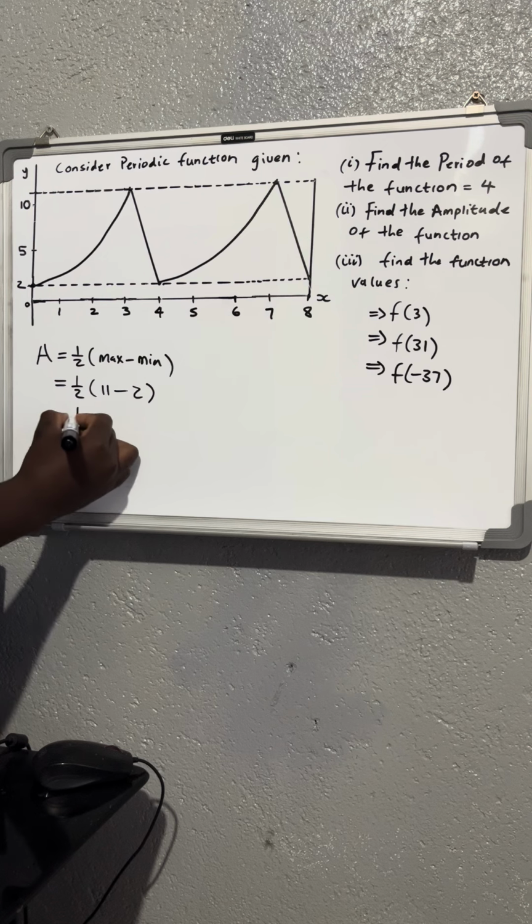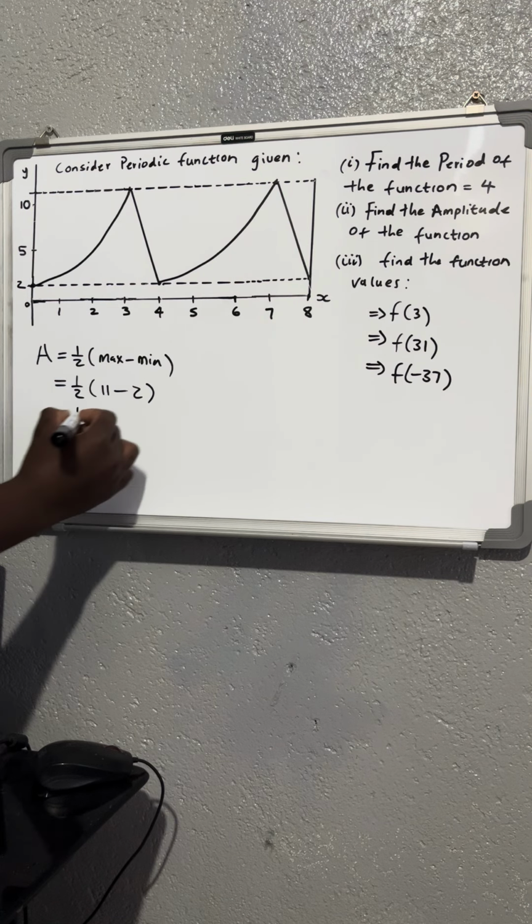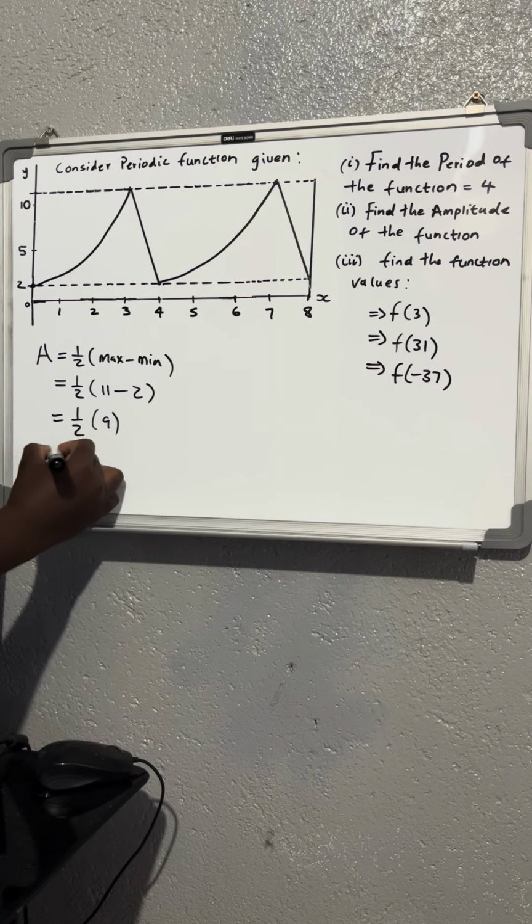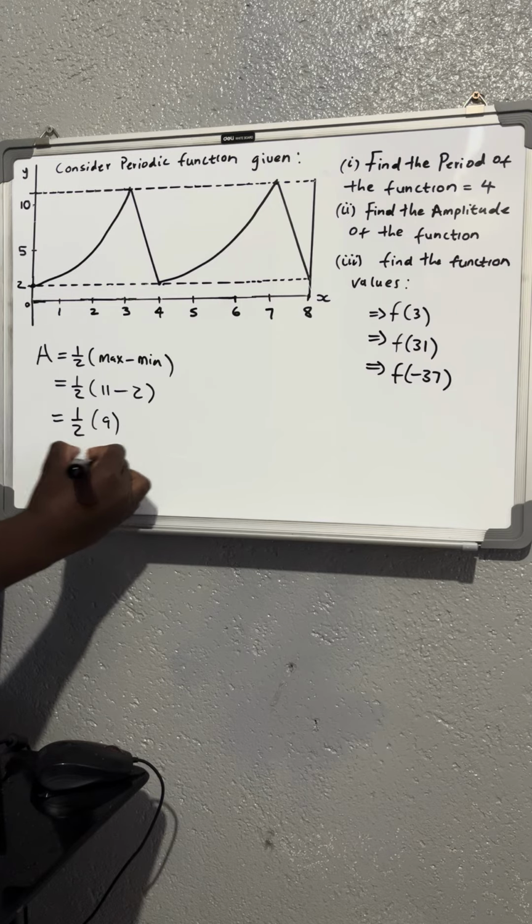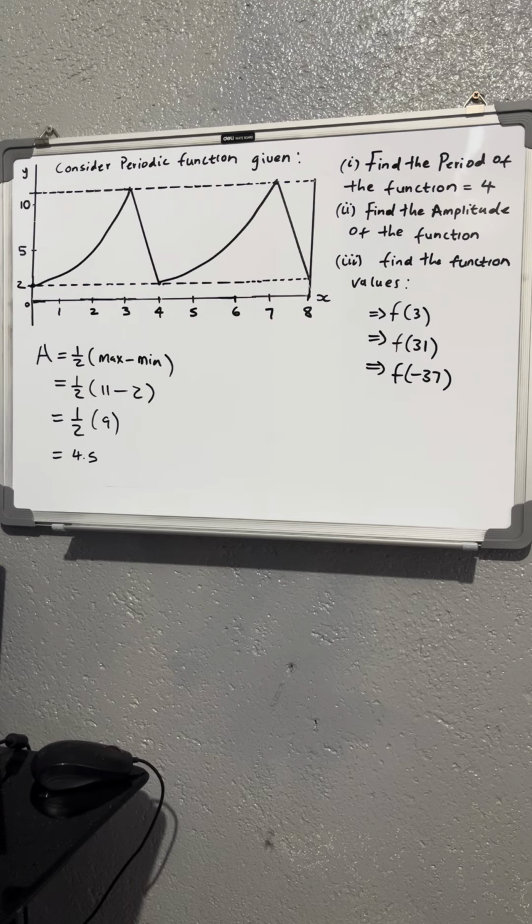So that is half times 11 minus 2, which is half times 9, and the answer would be 4.5. So now we're done with the second one, for the amplitude.